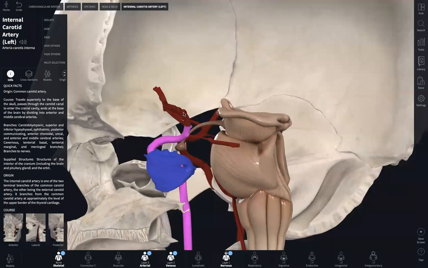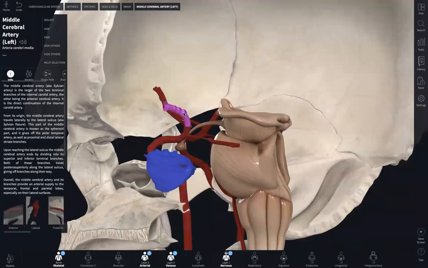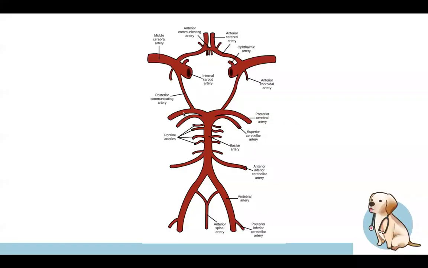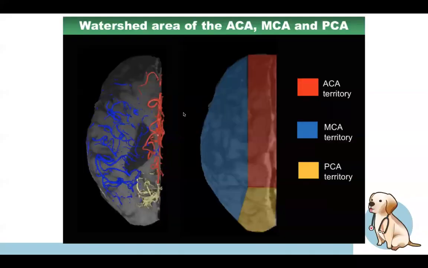So the MCA vascularizes a lot of brain structures. So let's chat about that. Just a reminder, this is your ACA territories, your MCA territories, and your PCA territories. So really, most of your brain is done by the MCA.